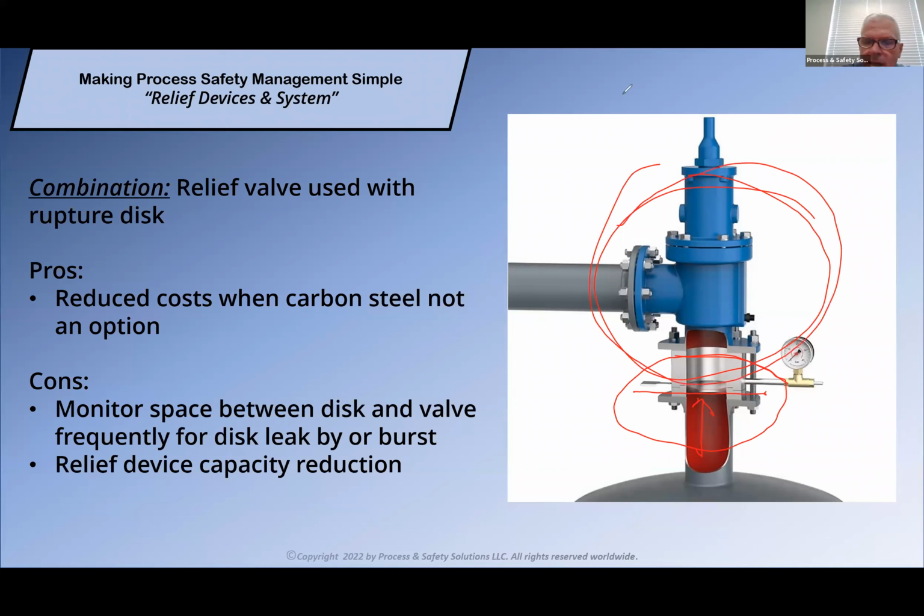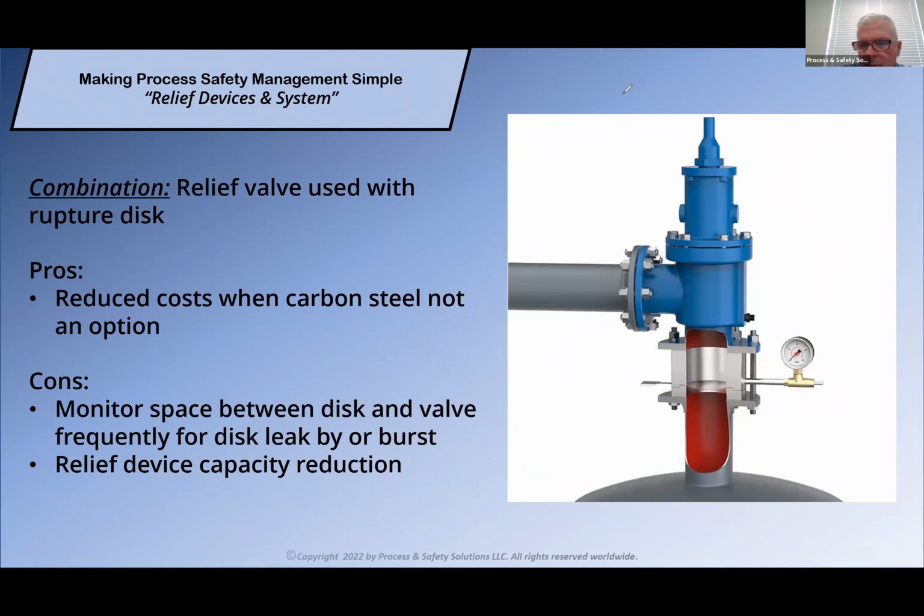So in this particular case, why would we do this? For example, if I have something that's very corrosive here, then I would have to make sure that the materials of construction of this conventional valve were such that they could handle that corrosive environment. On the other hand, if I put a rupture disc here, then I can make this a carbon steel valve and then put exotic stainless or Hastelloy or whatever on the rupture disc itself, reducing my cost somewhat.